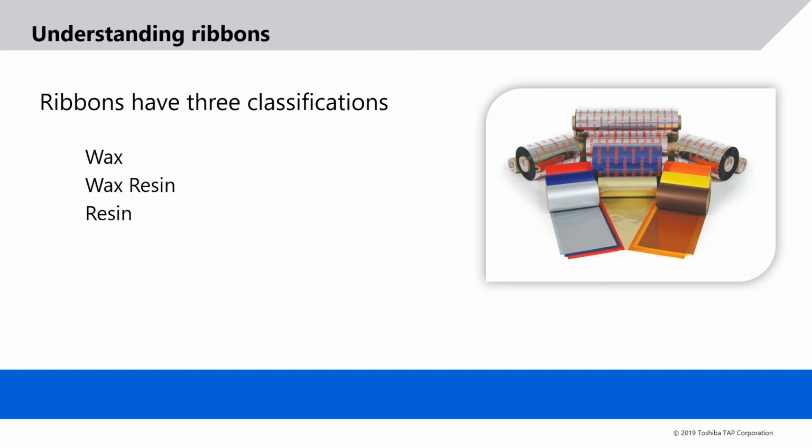So out of these 3, it can be very difficult to identify what you need, because a black ribbon, whether it's wax, wax resin or resin, all look identical, but they're actually very different. So high level, we're going to look at the 3 different types.